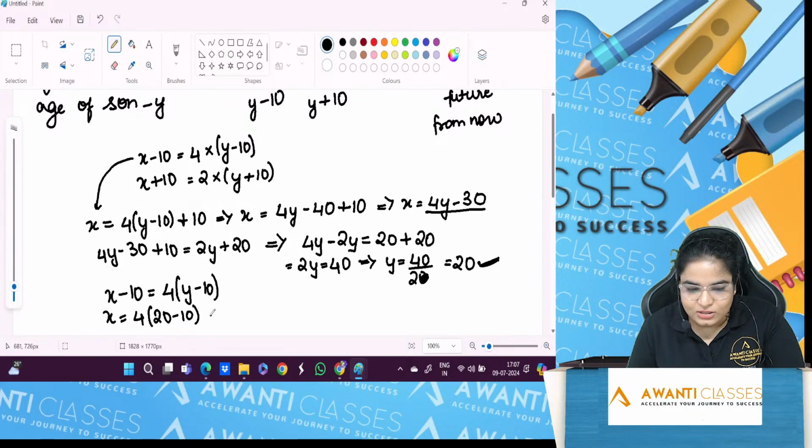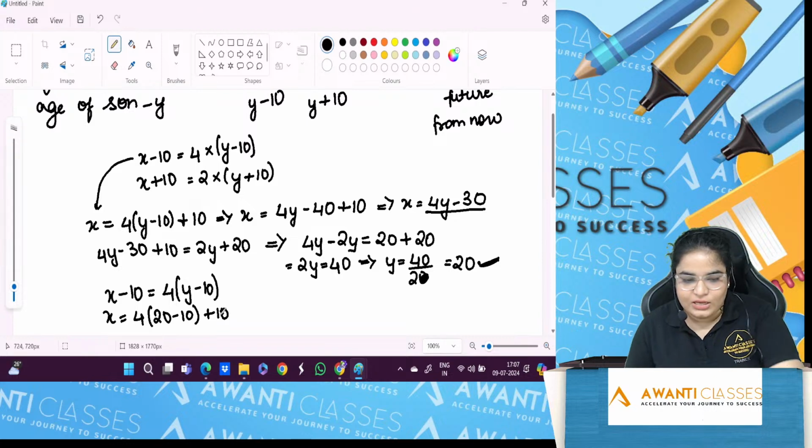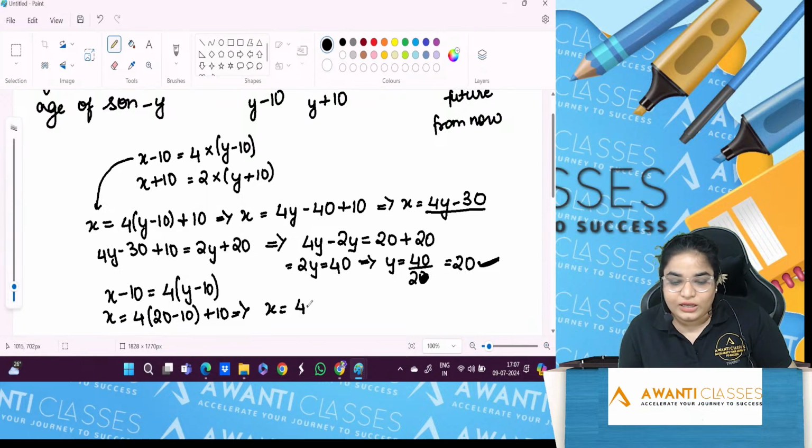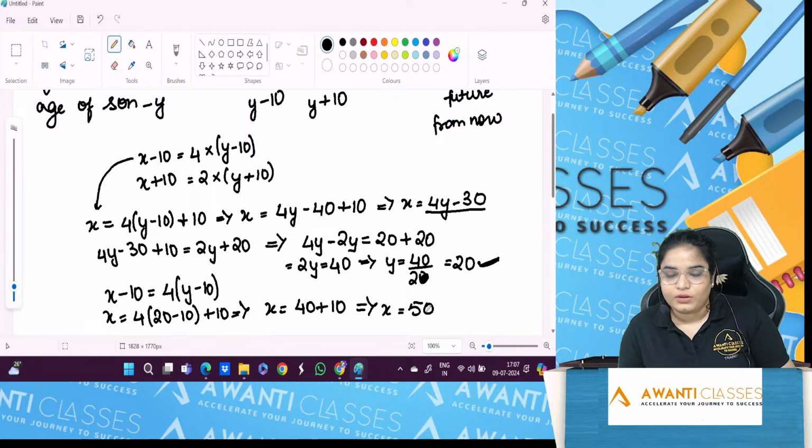So this plus 10. Why? From here the minus 10 came this way and became plus 10, correct? So if you open all of that, it will become what? x is equal to 40 plus 10. x is equal to 50. Yes, everybody understanding so far?